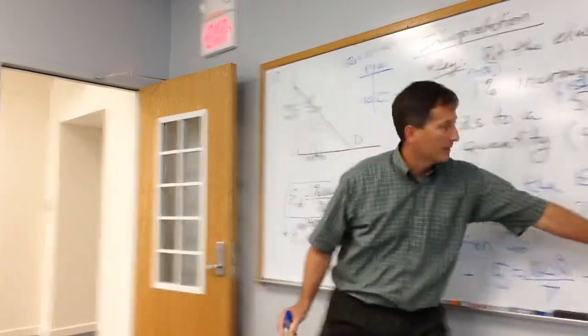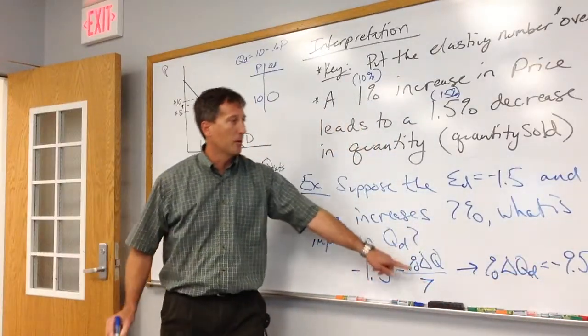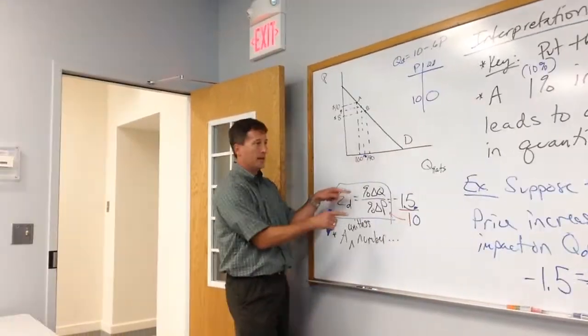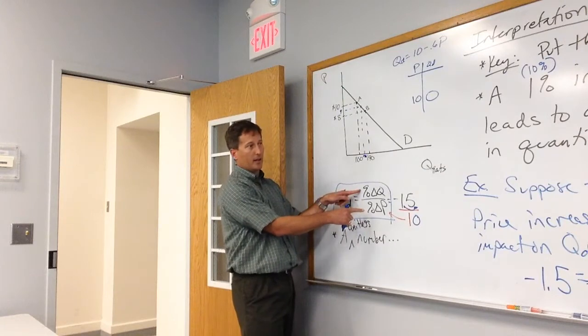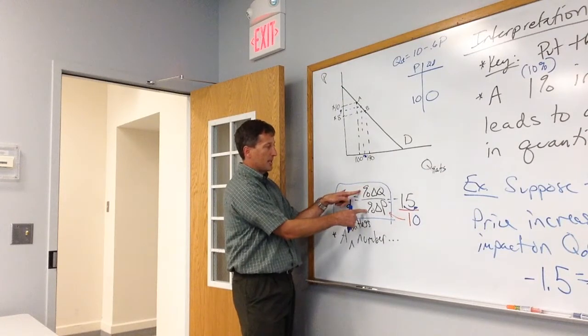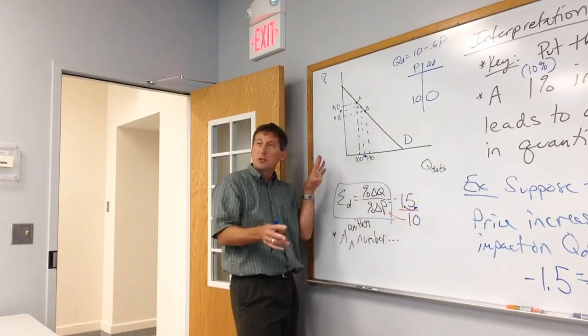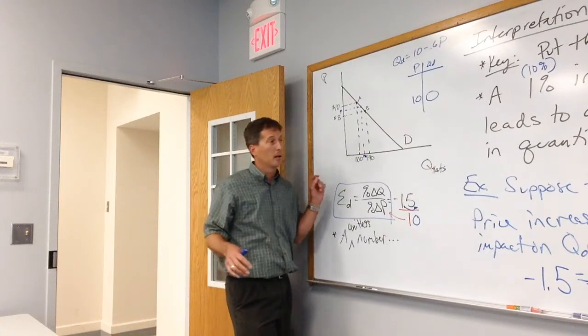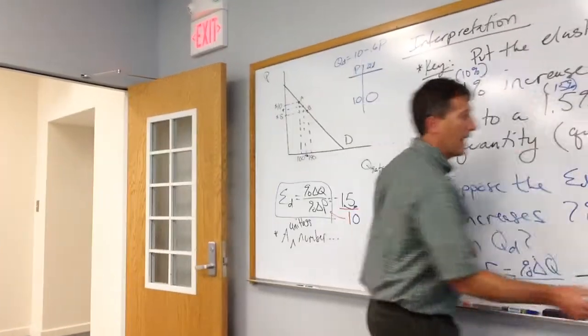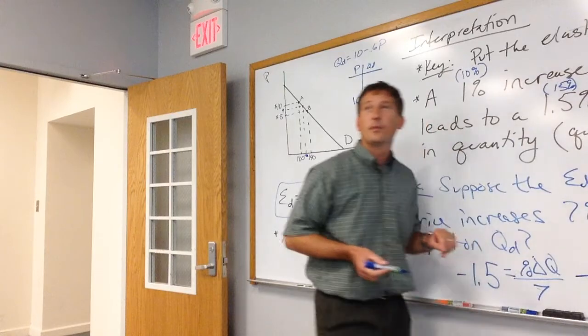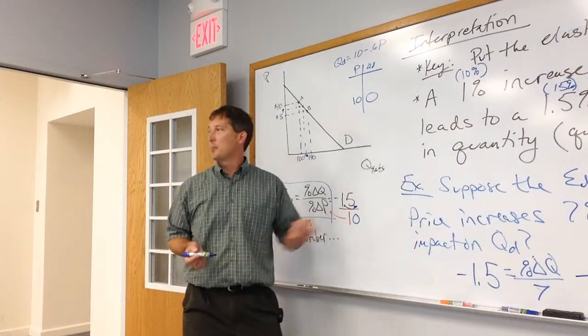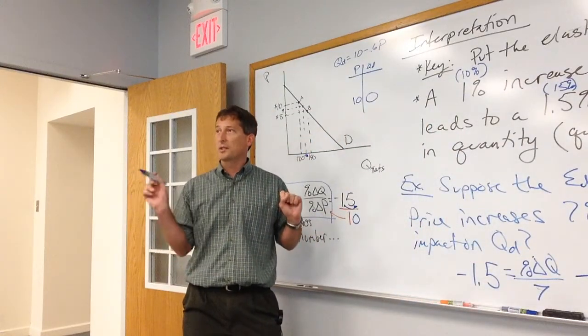And I know that that's a percent. I can double check my work by plugging this back into here: is 9.5 over 7 equal to 1.5? I can check to make sure I did it right. So that would be a 9.5% decrease. You will see problems like that. So, questions there?